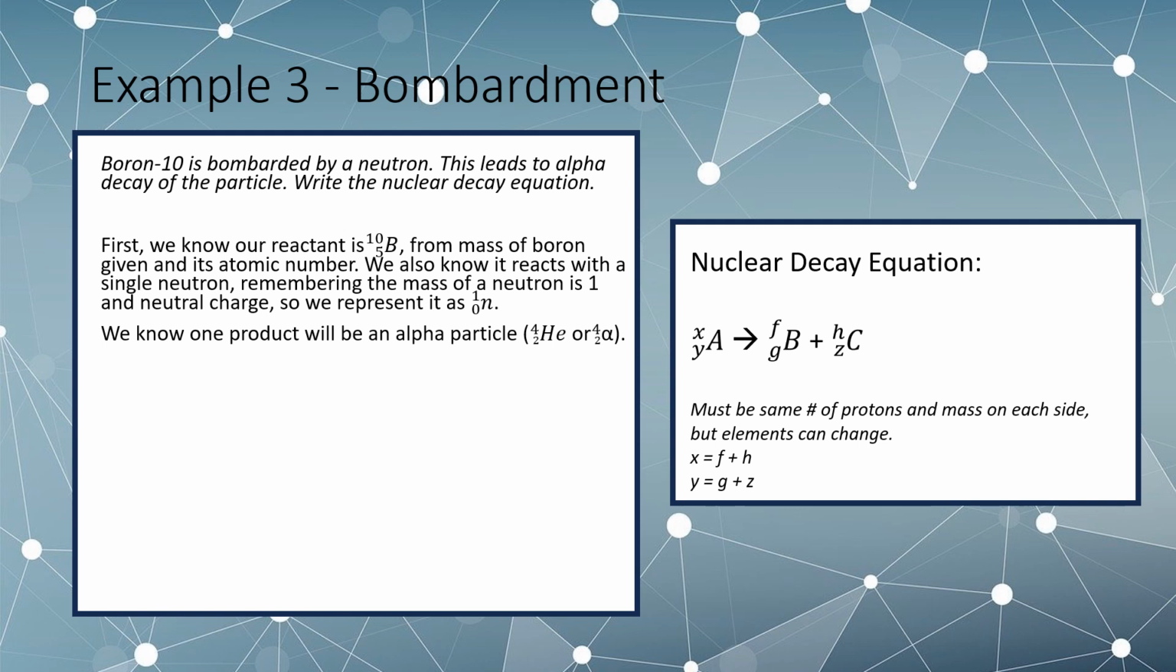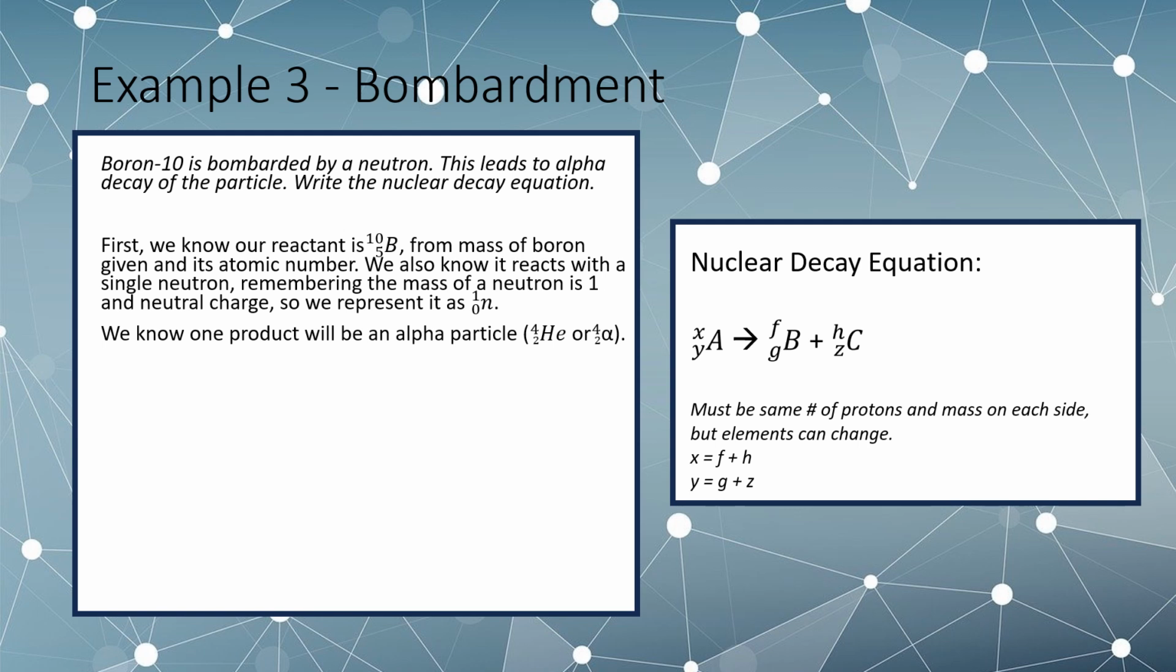So, in this example, we know our reactant is 10,5 boron, from our mass of boron given in the question, and boron's place on the periodic table being 5 from its atomic number. We also know it reacts with a single neutron. Remembering the mass of a neutron is 1, and it has a neutral charge, or 0 charge. So we can represent that as 1,0,n. Similar to how we represented our electron, we only have the 1 in the mass spot for this one, and it has 0 charge. We use a lowercase n to avoid confusion with nitrogen and any other elements that use the letter N.